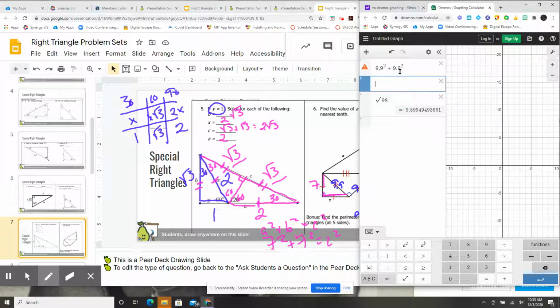.9 squared plus 9.9 squared. I don't know why it doesn't like that. Oh, because I have a comma. 196.02. We're going to take the square root and we get 14.